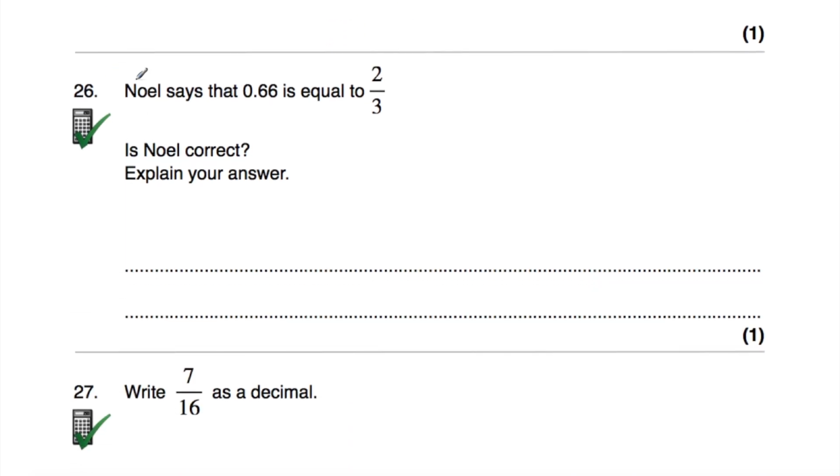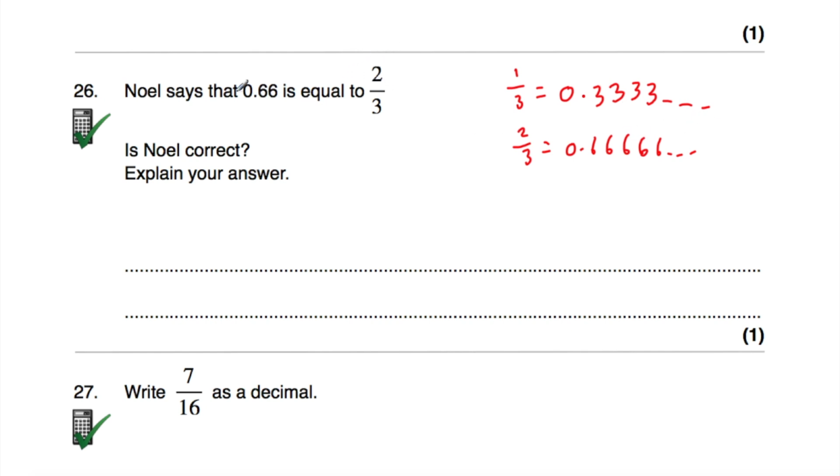So question number 26 is a calculator question, but actually we don't need a calculator for this one, because we're told that Nul says that 0.66 is equal to 2/3, and we've been asked to explain, is Nul correct, and to explain our answer. Now without a calculator we should know that 1/3 is equal to 0.3333 and so on. So that means that 2/3 would be double that, which is 0.66666 and so on. So 2/3 is 0.6666666 and so on, or 66.66666 and so on percent.